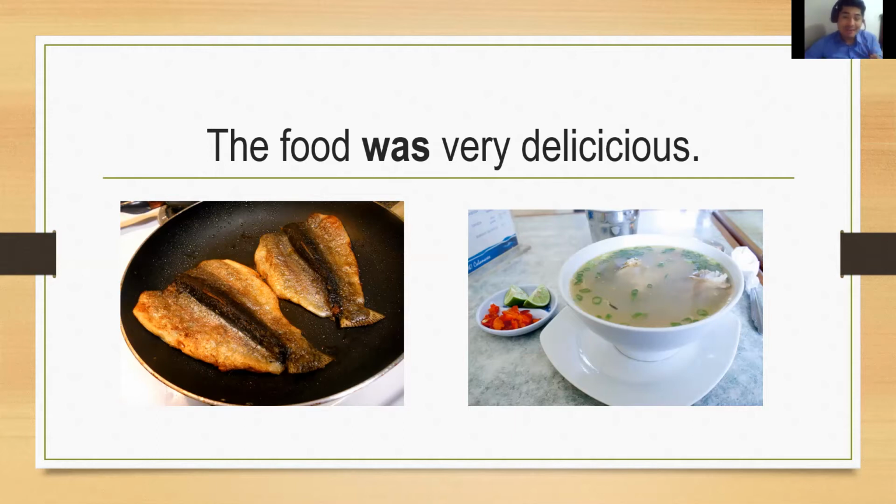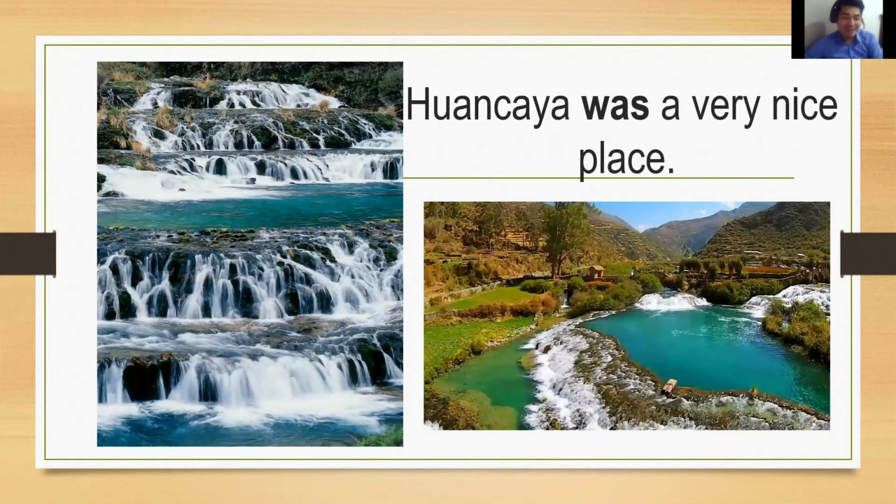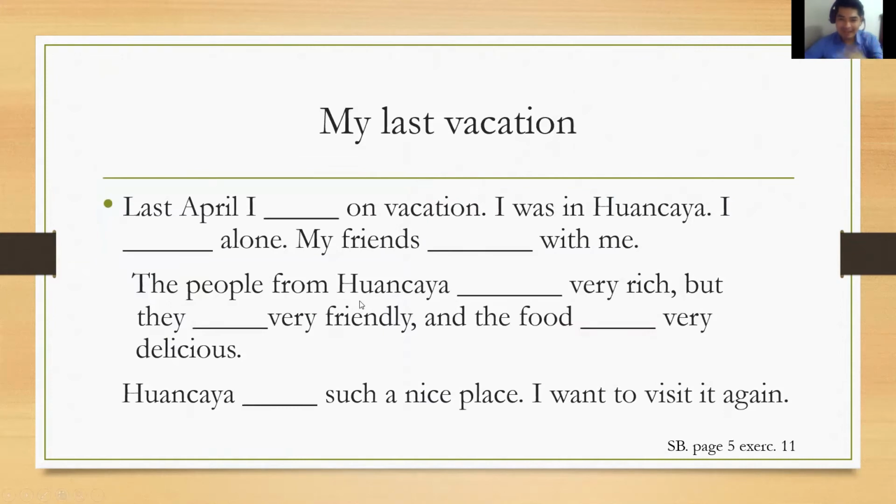So to summarize my ideas, I will show you the last photos of my last vacation. So in conclusion, class, Huancaya was a very, very nice place. It was a very nice, beautiful, amazing place, as you can see in the pictures. Now, class, do you have a good memory? Do you have a bad memory? I don't know. Now, let's test your memory. Let's complete this exercise about my last vacation using the previous information.